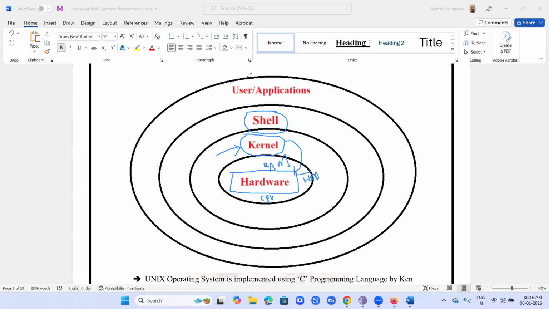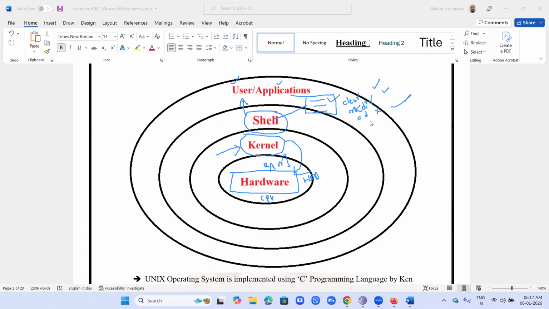For the user or application, they give a shell. In the shell, they are going to write commands or execute programs. So through the shell, they are going to write commands. Let's say clear screen, mkdir, cd x directory. Like this, we give different commands through the shell.